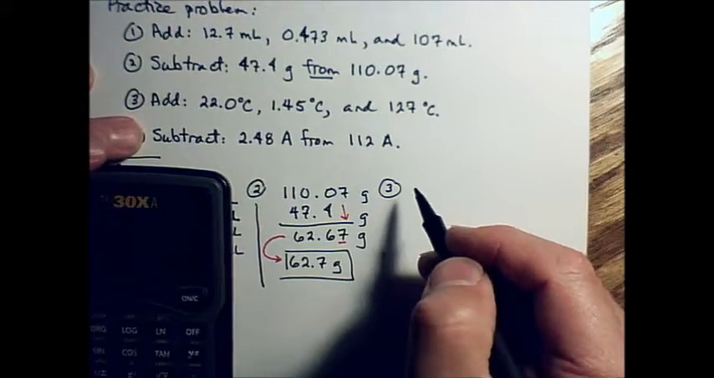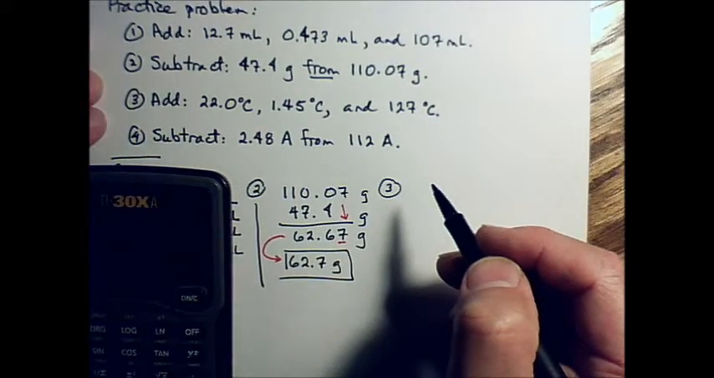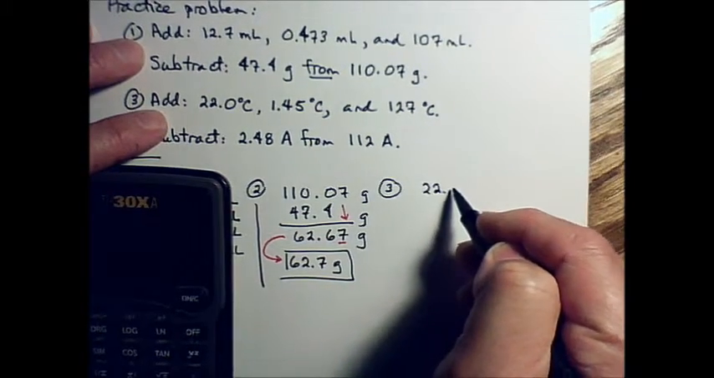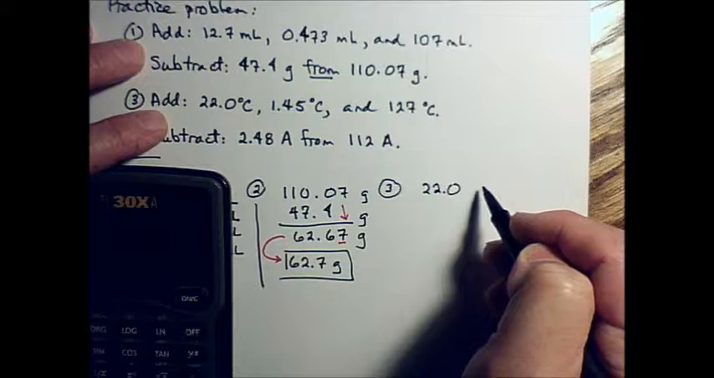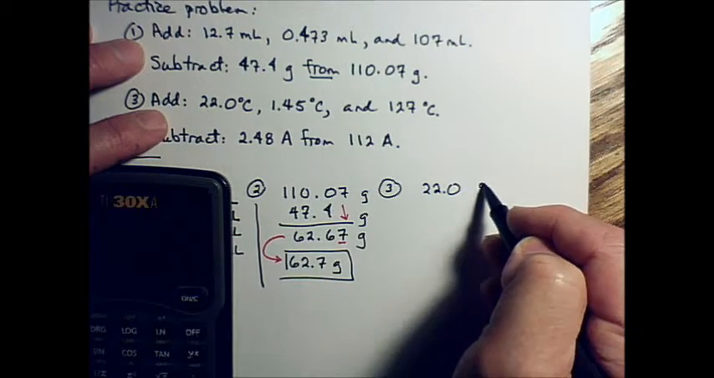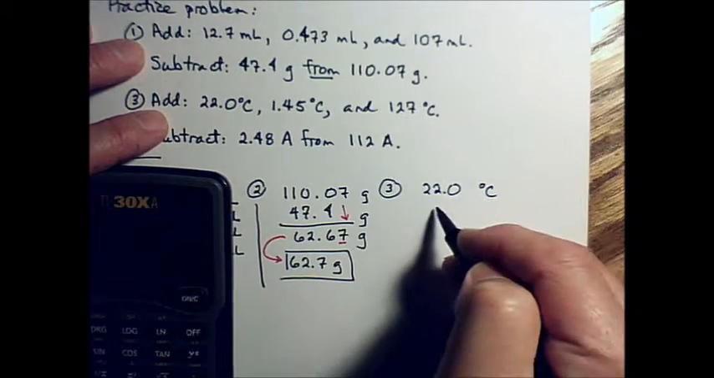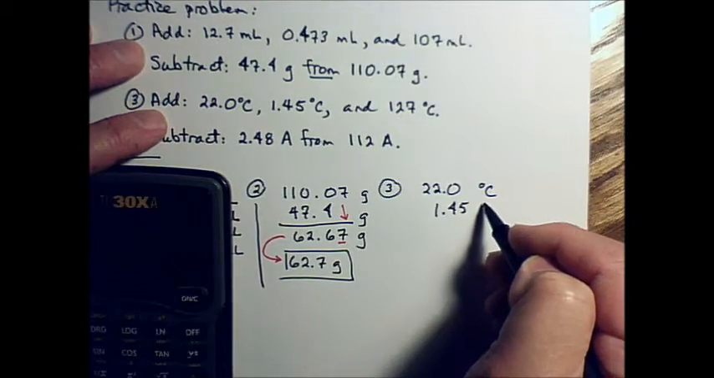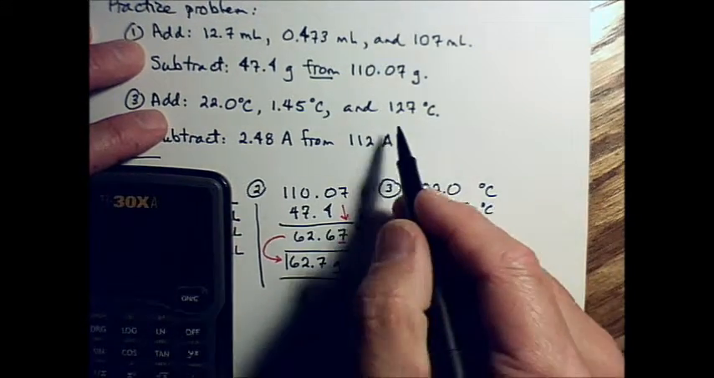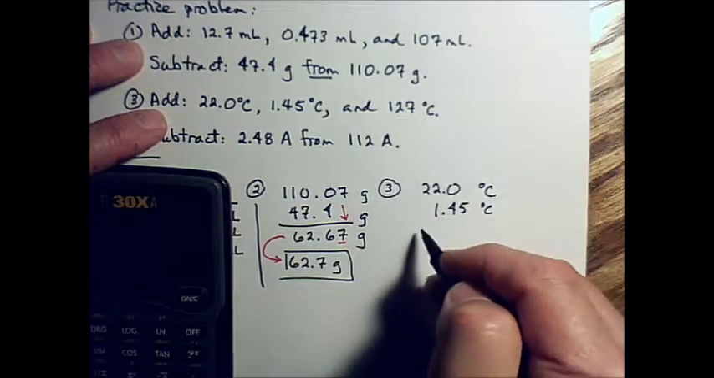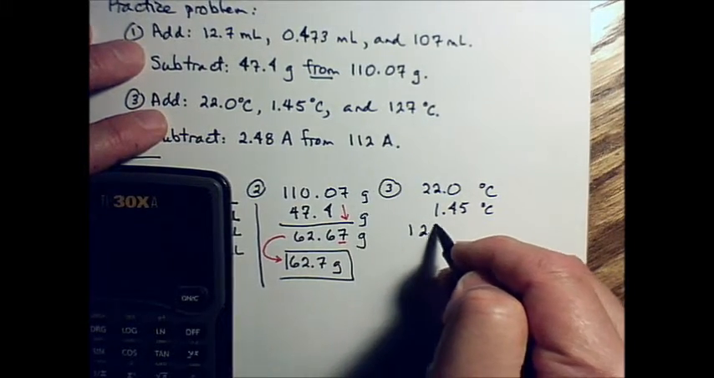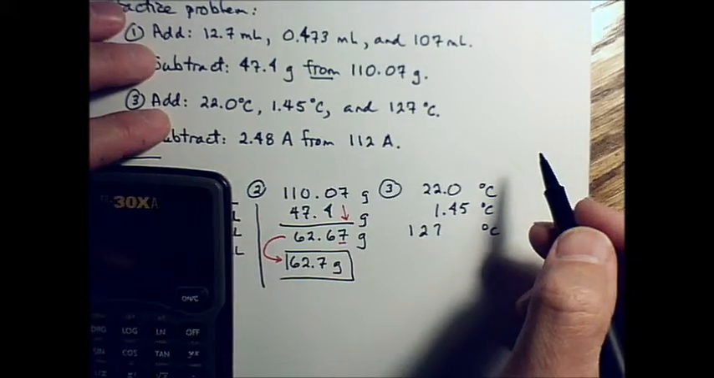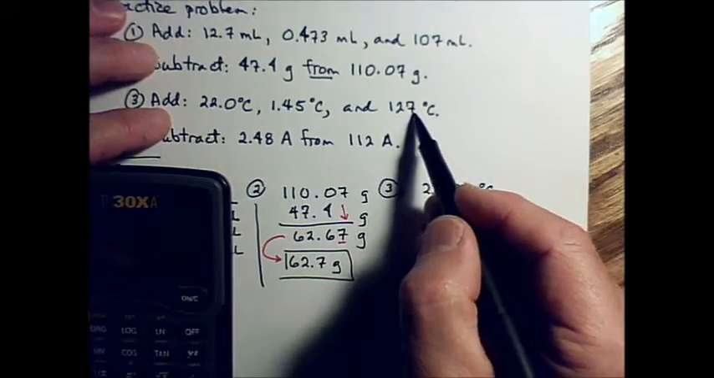All right, number 3. Please listen. We're going to add number 3 now. 22.0 degrees C, 1.45 degrees C, and 127 degrees C. I noticed a couple of you were having some trouble lining up these digits that don't have any decimals with those that do.